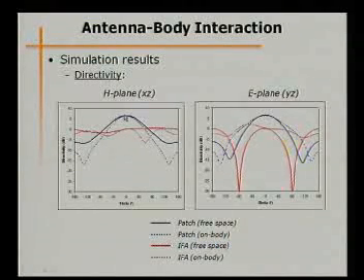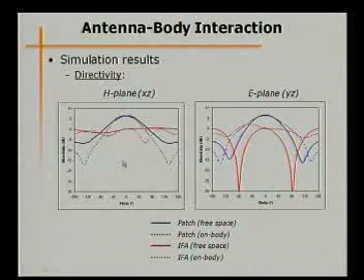If you focus on the solid lines, which means free space operation, you can see that the patch antenna is a bit directional. However, the F antenna is showing the typical monopole type of radiation, which is omnidirectional in the H plane, and it has nulls, very heavy nulls at 90 degrees for the E plane. That's for free space. When we place them on the body, which are the dashed lines, you can see that the patch is still maintaining the properties. However, the F antenna is changing a lot the radiation diagram in the E plane.